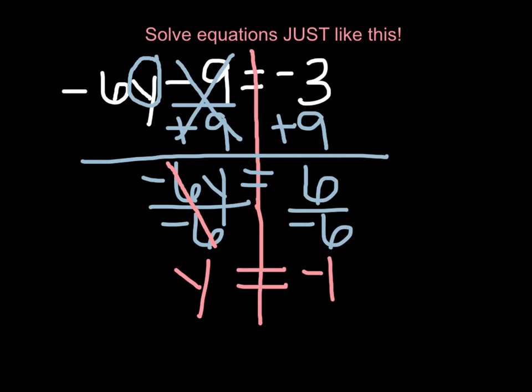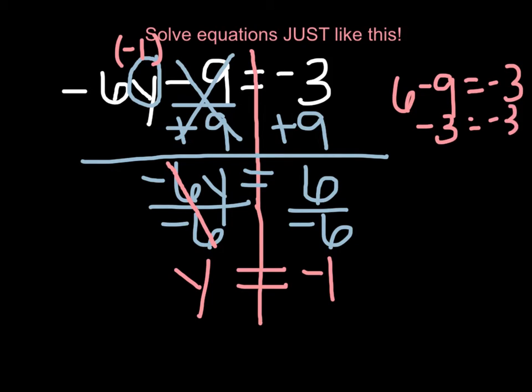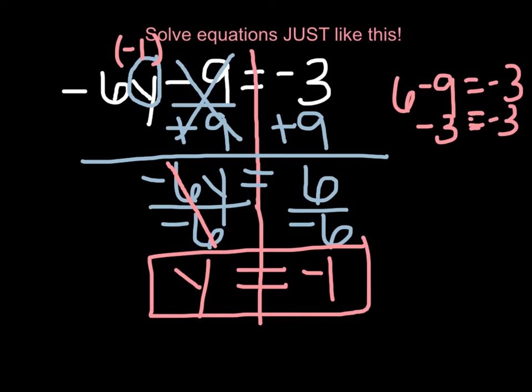Now, don't forget that you should never get an equation wrong, because you can plug your solution in and see if it works. If you plug in negative 1 up here, you get negative 6 times negative 1, which is 6. So that would leave you with 6 minus 9. 6 minus 9 is negative 3. So you have the exact same value on both sides of your equation, which means that your solution works. Put a box around your answer, and you are done.